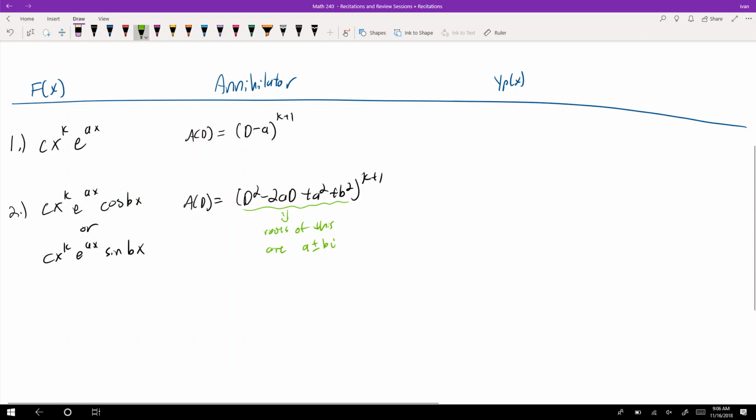Okay, and then the third type of thing you're going to see is just going to be a sum of the above. So you're just going to have these individual terms added with each other. And then the annihilator is just going to be the sum of the individual annihilators.